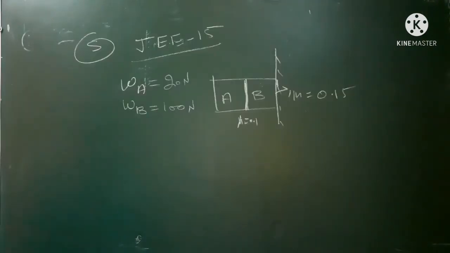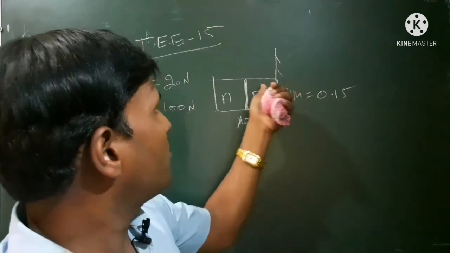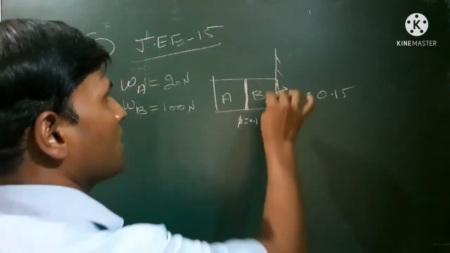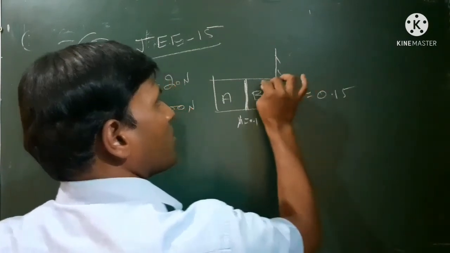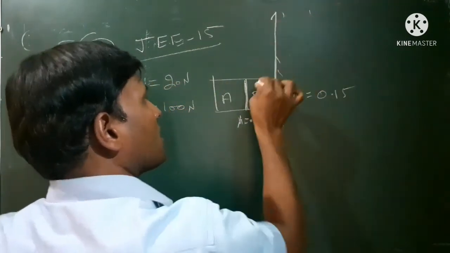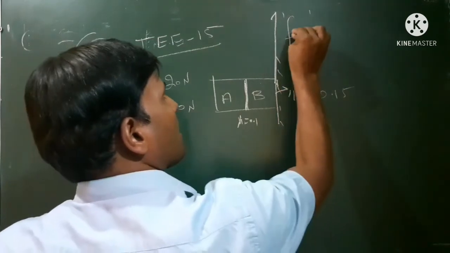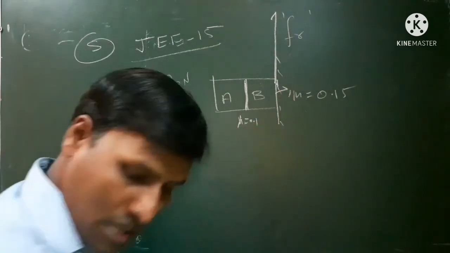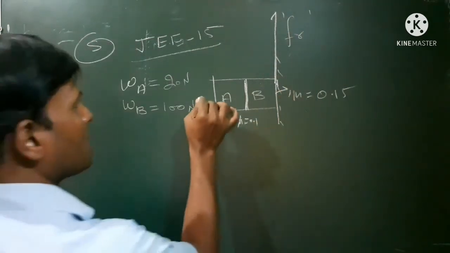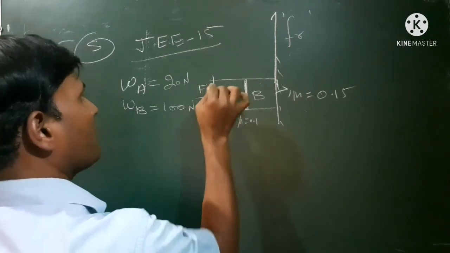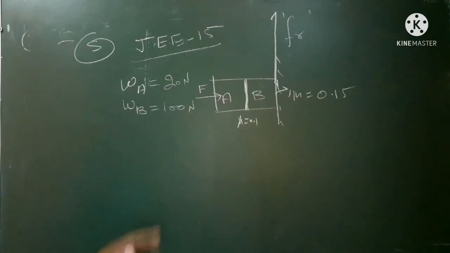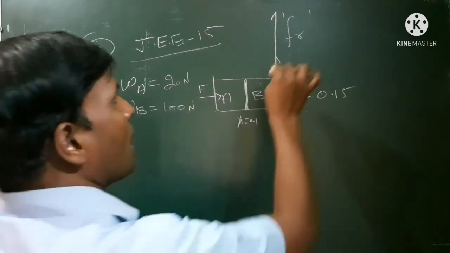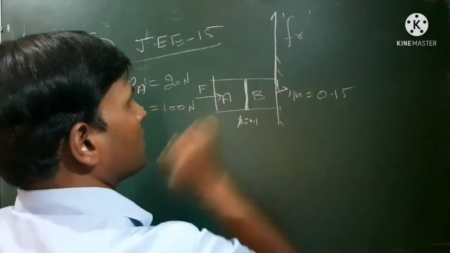Now, what is the force of friction by the wall on block B? Here you can see the force of friction by the wall on block B. Suppose this is a system, and Fr will be upward. There is one more piece of data: a force F is applied on this system, but the value of F is not given, and you have to calculate Fr.